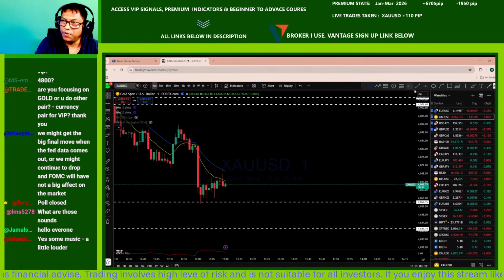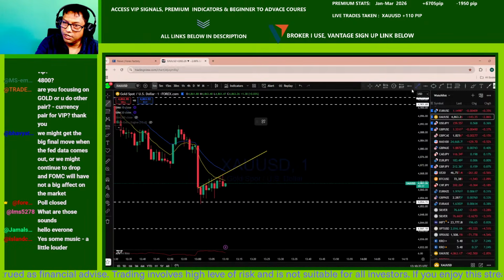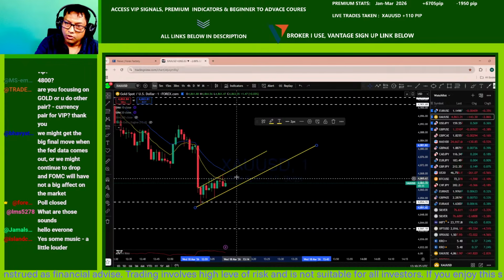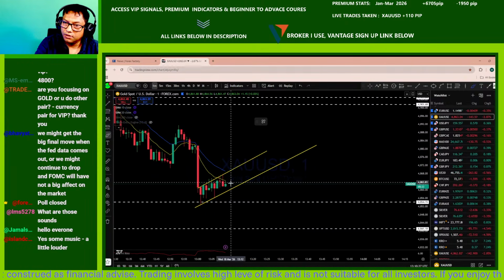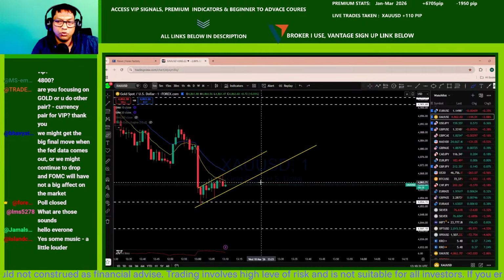Now this is a bear flag. If you look at this, it's a bear flag formation, and of that bear flag, we want to see that if you see a break above and then the market coming down, we could see the price continue to drop.